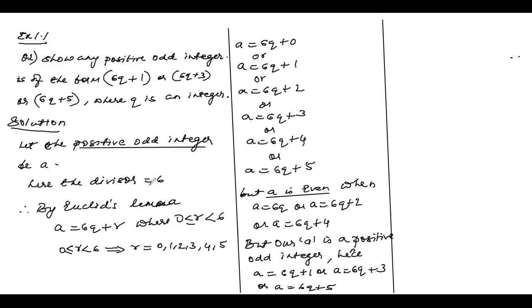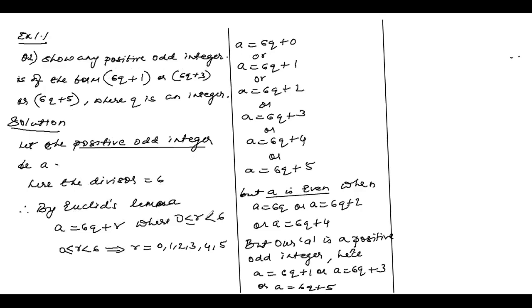So here the divisor is 6. कैसे समझा divisor? किसने बोला? अरे इधर 6q plus 1, 6q plus 3, इससे समझता है divisor is 6. So by Euclid's lemma, a is, I know, b is 6 na? So a is equal to 6q plus r.